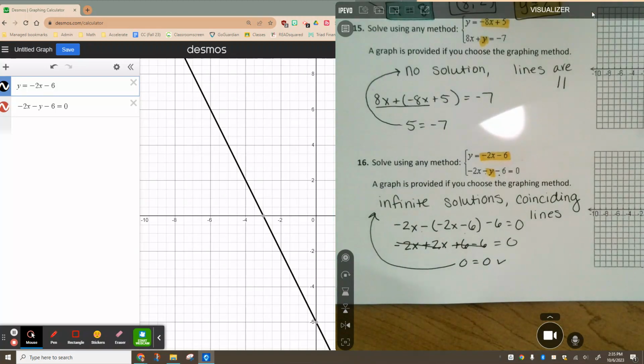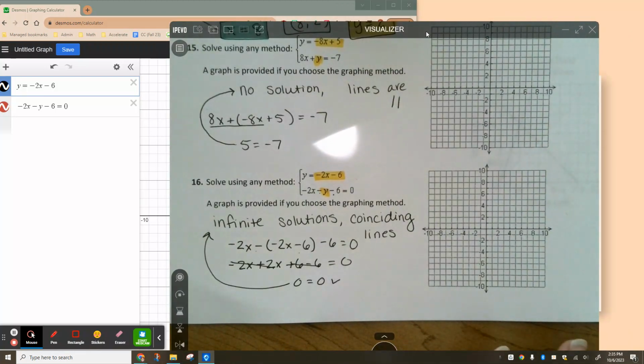All right, so let's see what we have next. So that is the end of page 2. We are done with 16 of these problems.